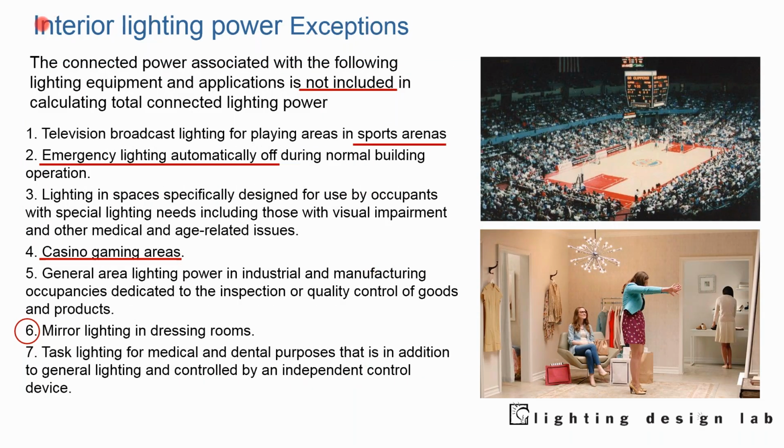So there's exceptions. Things that we don't include in our total lighting power allowance would be sports arenas, emergency lighting that's automatically off during normal business hours, casino and gaming areas, mirror lighting in dressing rooms. I circled this one just so I could include this funny picture. And then task lighting for medical and dental purposes.